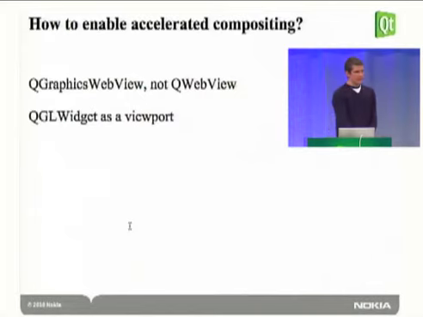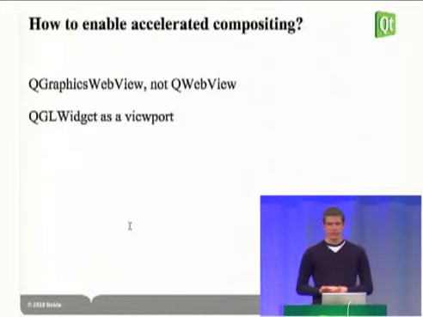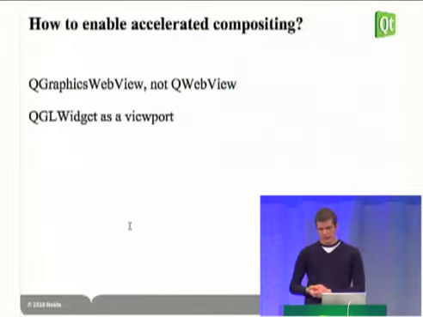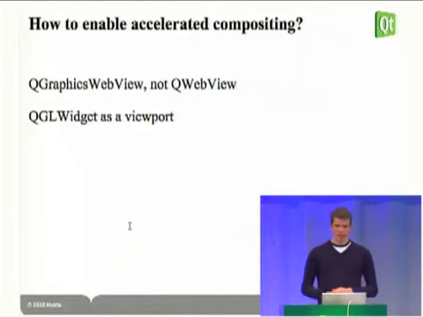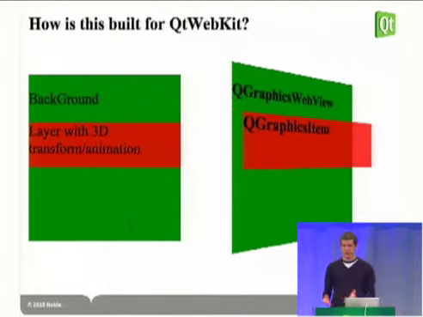Now, how do you use that? How do you have accelerated compositing with WebKit? It is based on graphics view, and so you have to use QGraphicsWebView and not QWebView at the moment. It might change. And if you want to use the GPU, then you have to use OpenGL in the case of Qt, and you can just set a GL viewport on your graphics view. So since you're using a GL viewport, Qt will do the magic to use the GPU when you're using accelerated compositing.